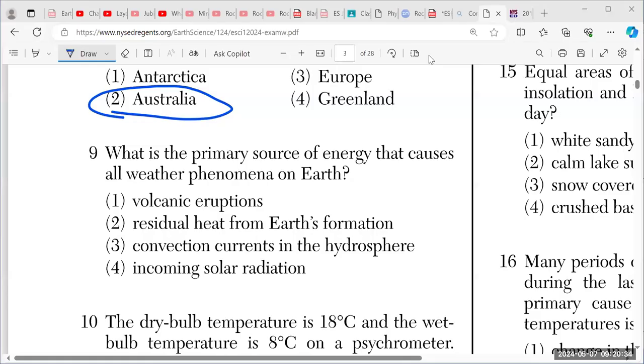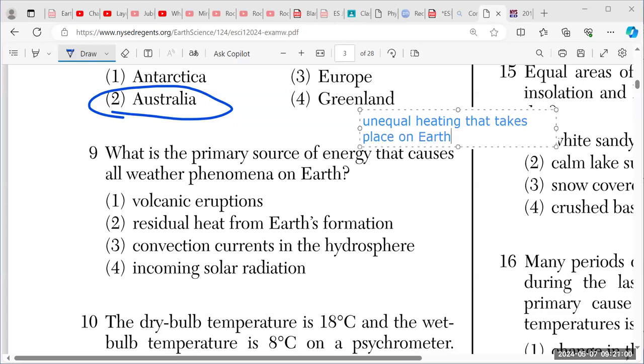Number 9. Number 9 says, what is the primary source of energy that causes all weather phenomena on Earth? So I know one of the things that affects weather on Earth is the unequal heating that takes place on Earth. And what do I mean by unequal heating? We actually experience this, right?